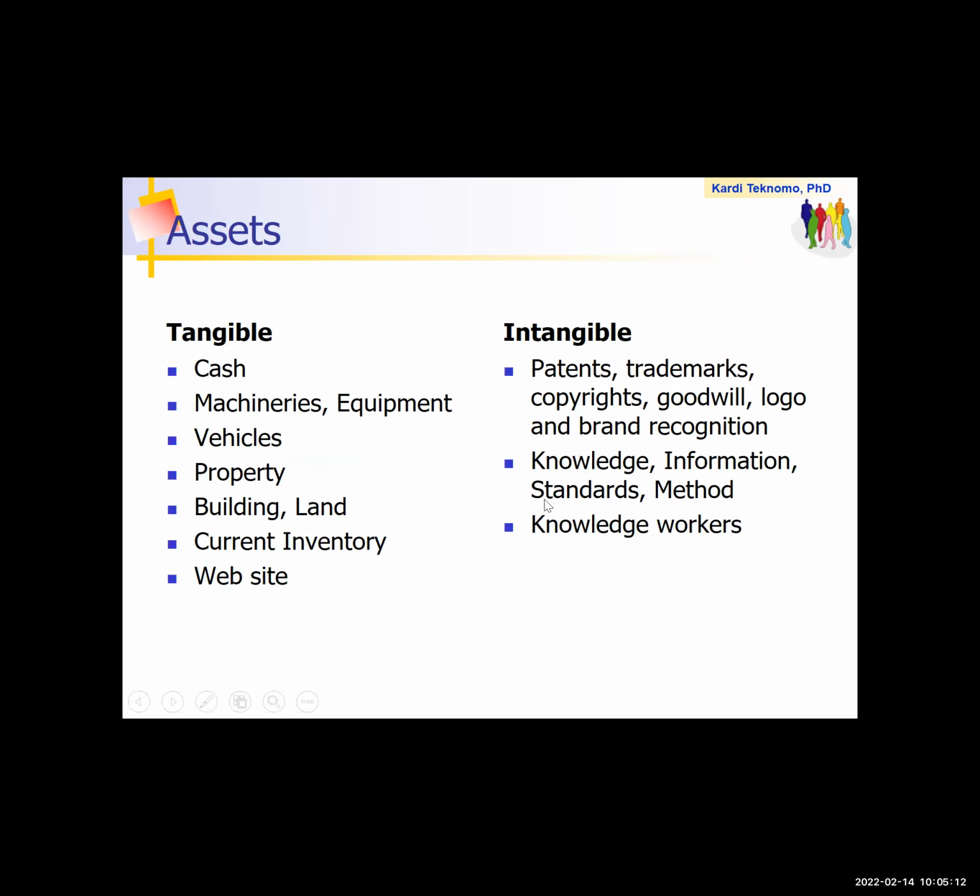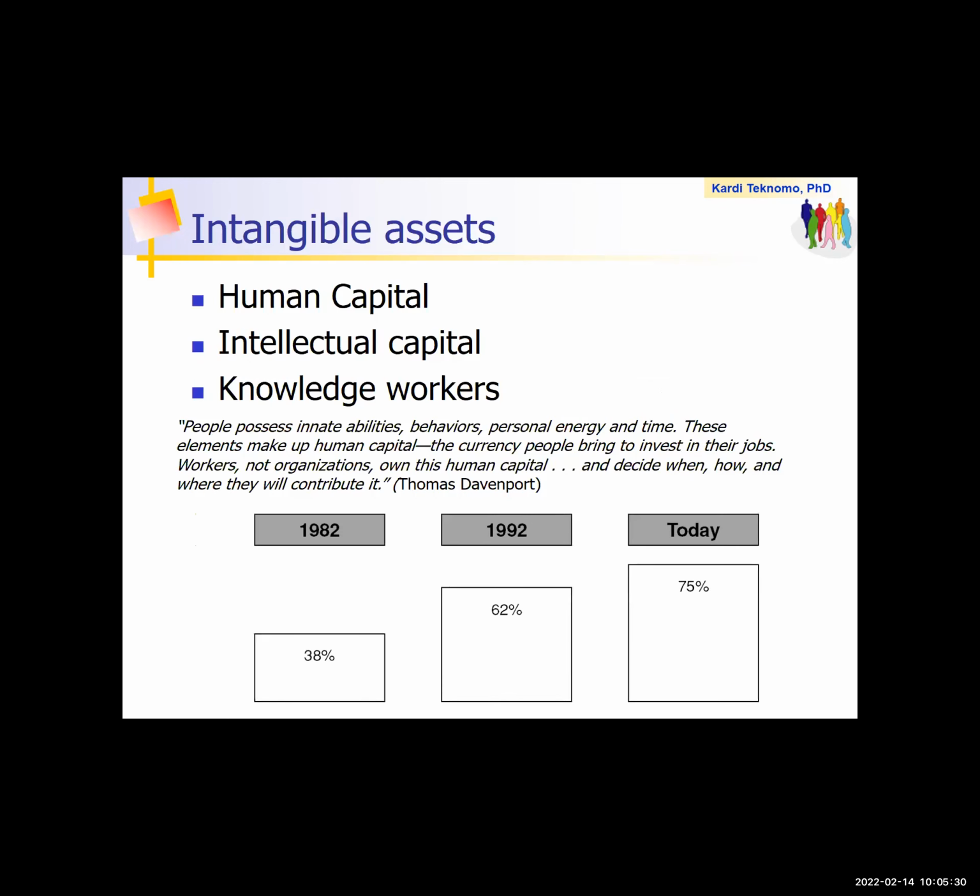Yeah? So tangible assets include cash, machines, vehicles, property, buildings, and so on, yeah? Including the website. Intangible assets are like the brand, the knowledge, the information, right? Your workers, yeah? The knowledge workers, and the patent, the trademark, the IP. Right? So human capital, intellectual capital, knowledge workers are actually intangible assets. So if you look at this, human capital in the 1980s was probably around 38%. Nowadays it's like 75% already included in the intellectual capital.